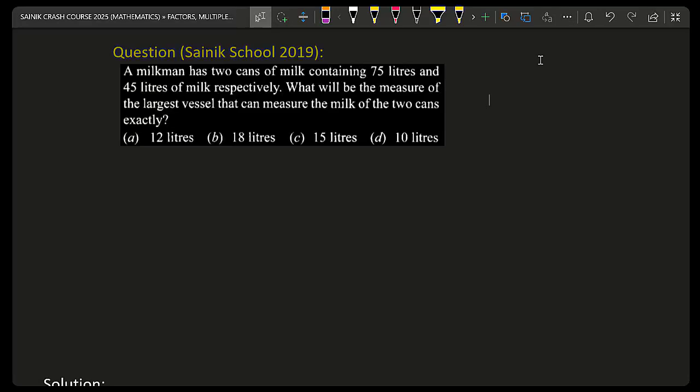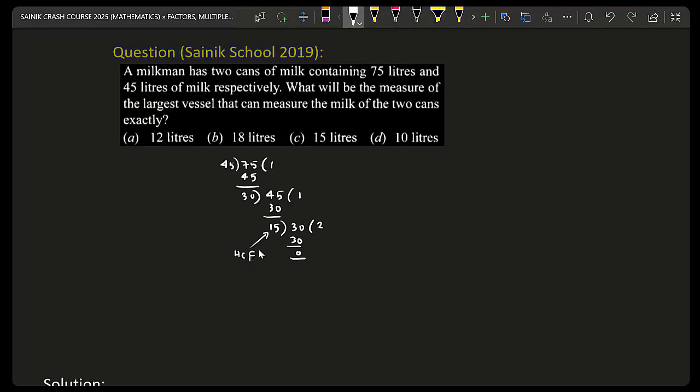With which method are you going to find HCF? Continued division method. Okay, with 45, you can divide 75. What is the quotient? 1. Remainder? 30. With 30, you can divide 45. What is the quotient again? 1. What is the remainder? 15. With 15, we divide 30. Quotient 2. With 15 dividing 30, the remainder is 0. So what is the HCF? 15. Yes, HCF is 15.